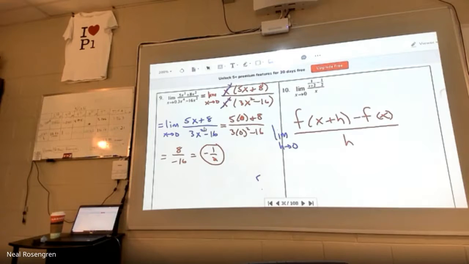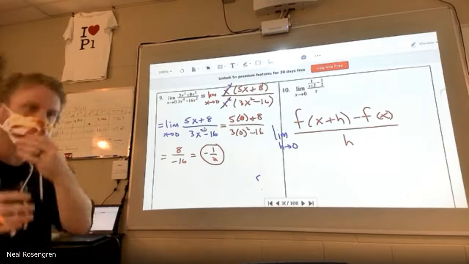But some tricky ones, like 13 is the piecewise one. I did it, so I'll show you what that looks like and how to evaluate piecewise limits at that break where one function stops and the other function begins. I just go from the left and go from the right, and I see if they're the same.